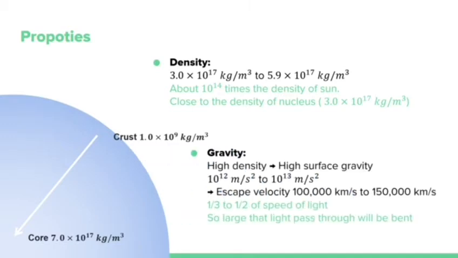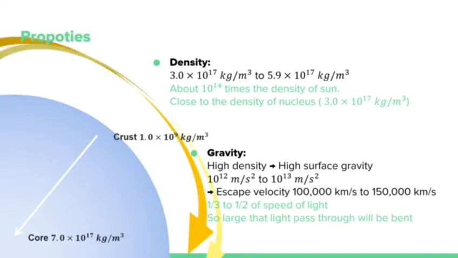The huge density also gives it a very high surface gravity, causing the escape velocity of neutron stars to be about 1/3 to half of the speed of light. Its gravitational force is so strong that light will be bent when passing through, named gravitational lensing.